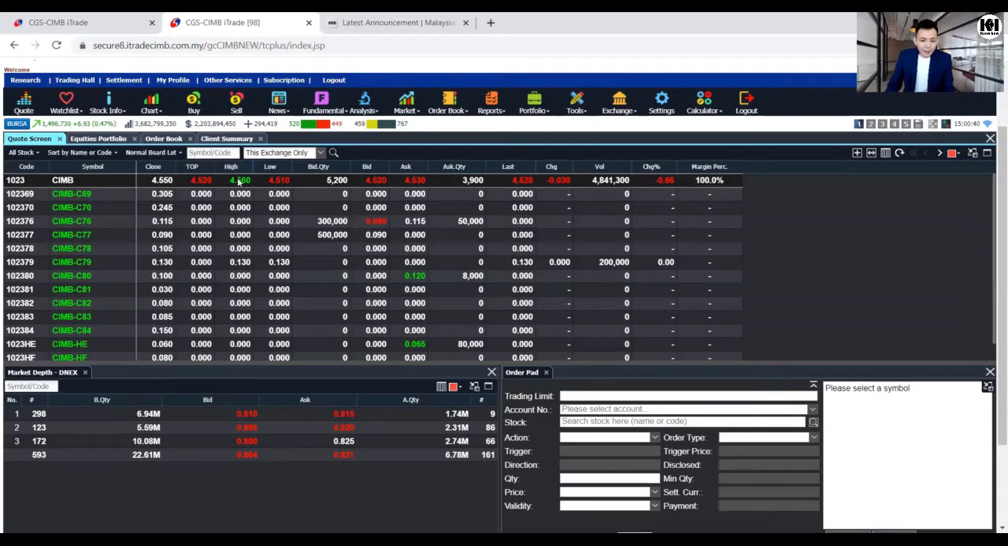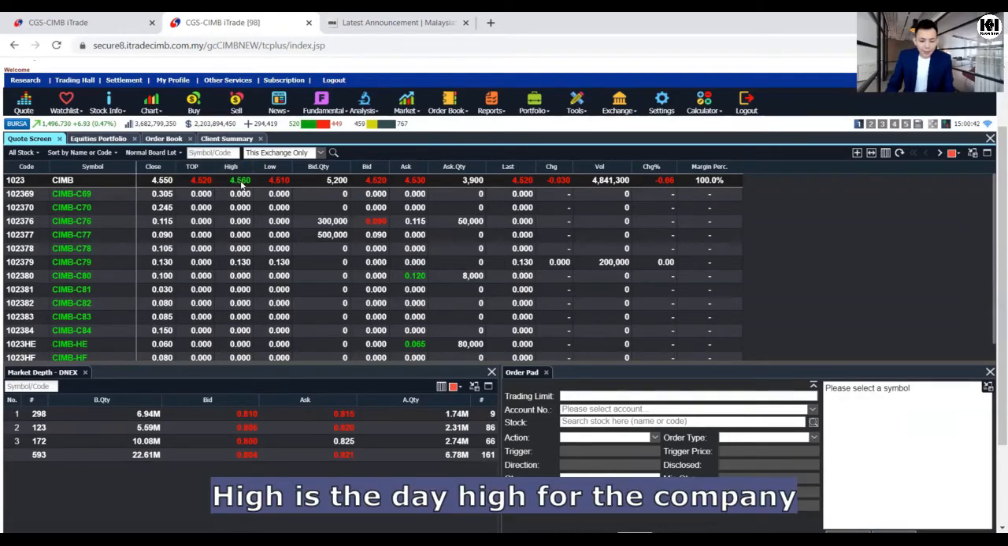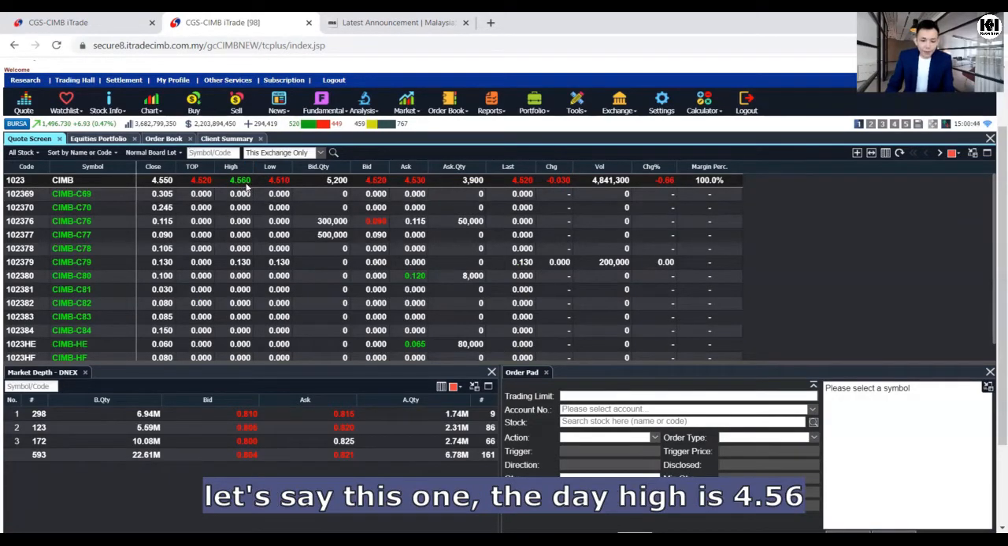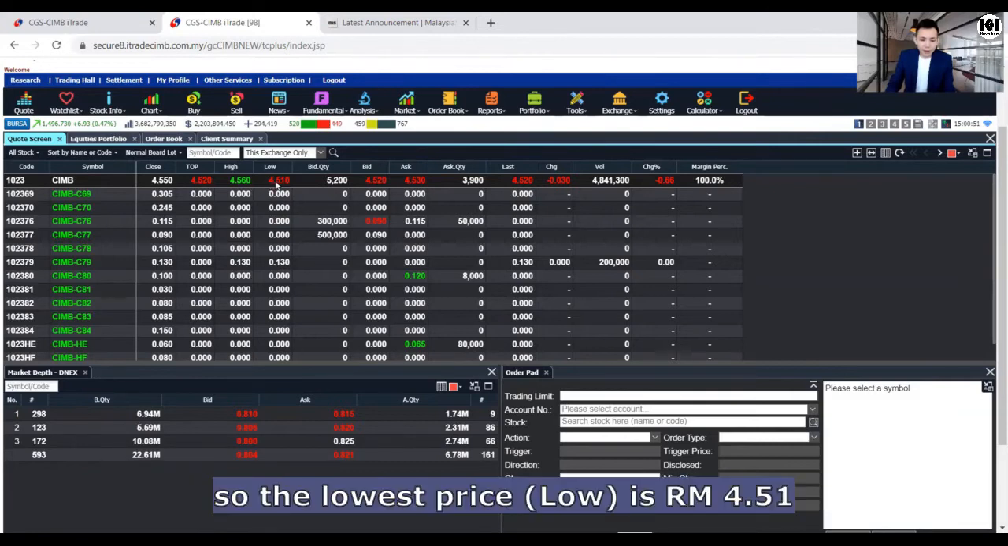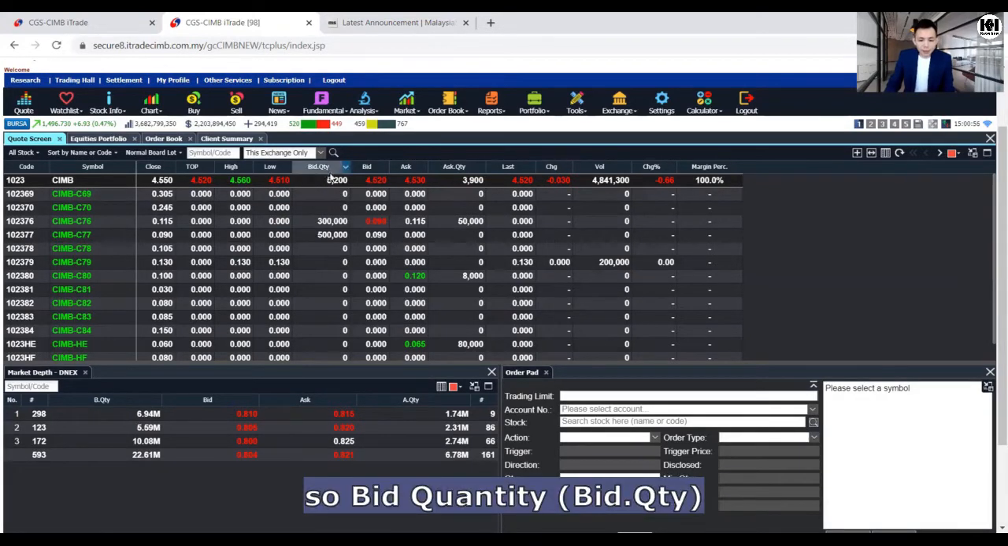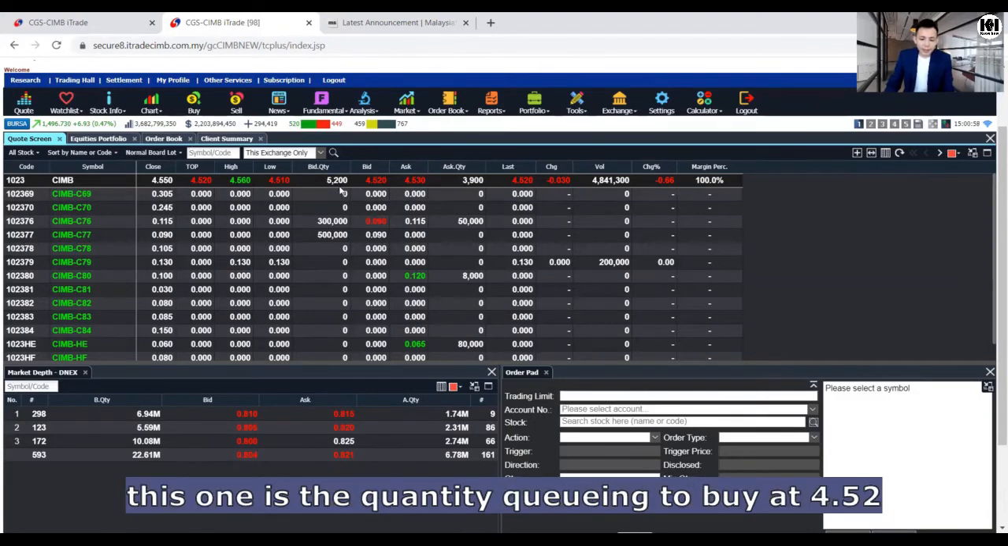High. High is the day high for the company. Let's say this one, the day high is 4.56. That means today, the highest price is 4 ringgit 56 cent. So the lowest price is 4 ringgit 51 cent. So bid quantity. This one is the quantity queuing to buy at 4.52.